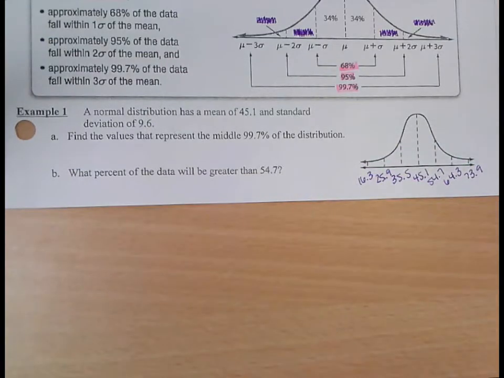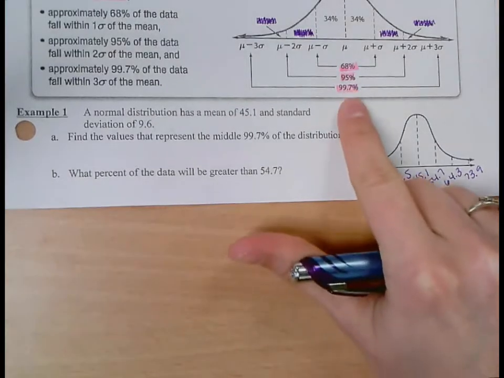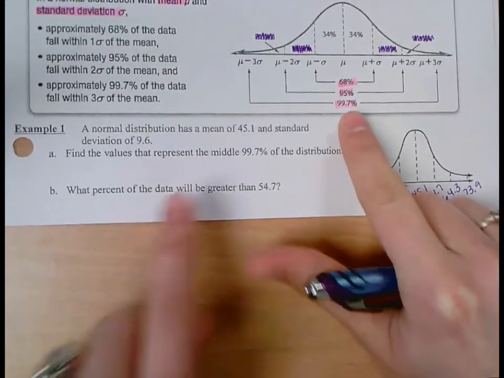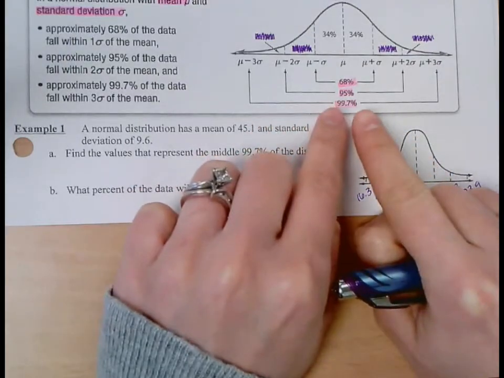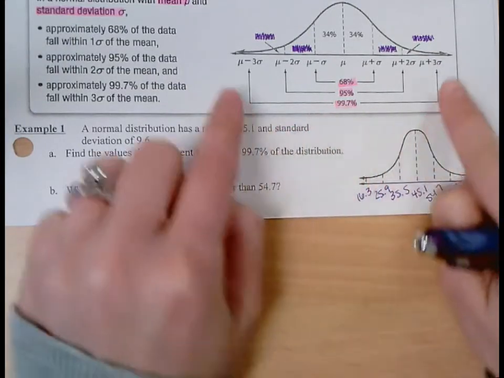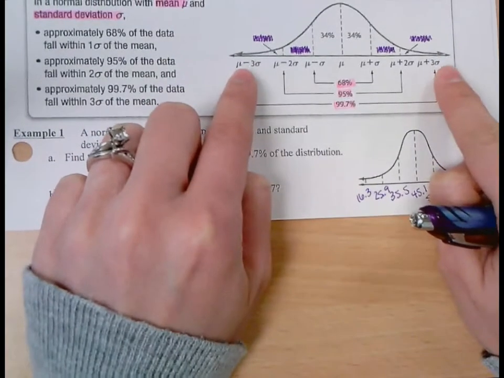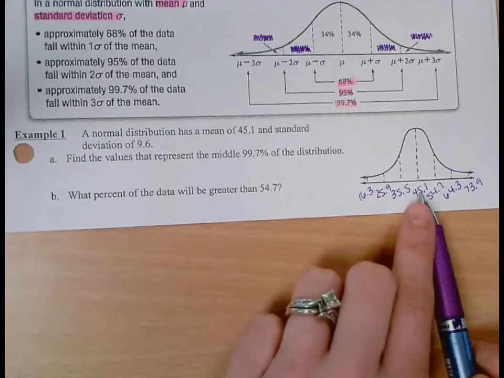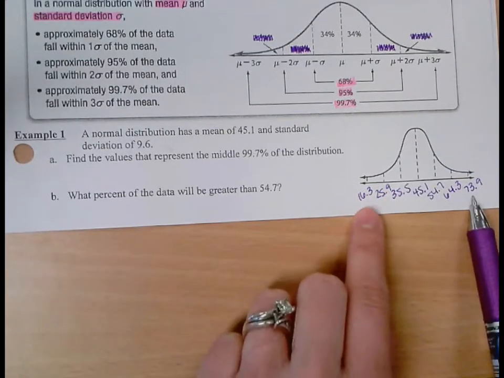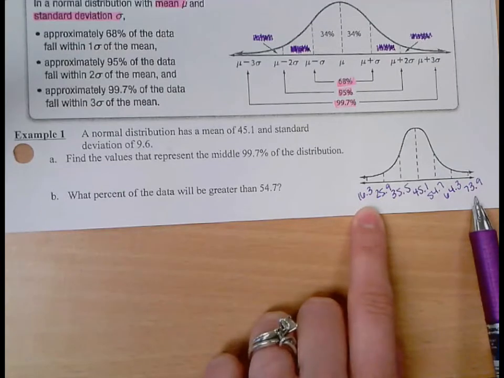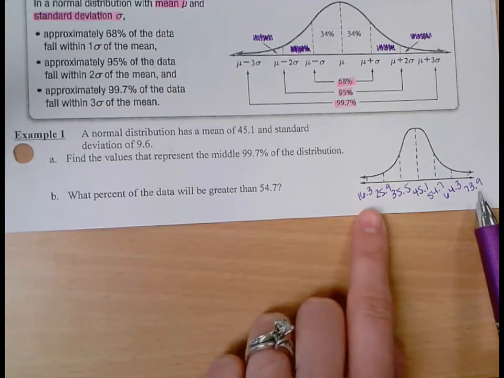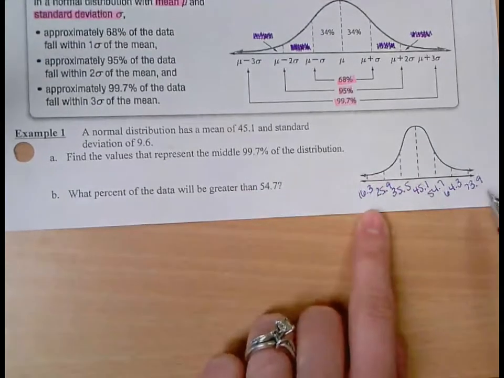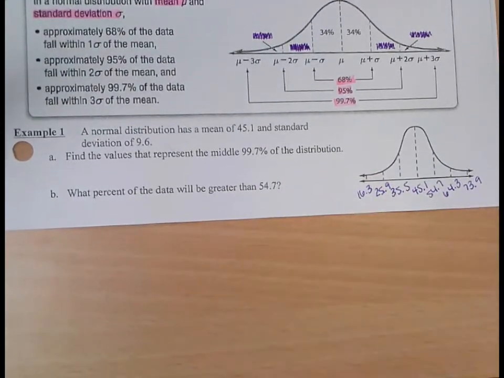Once you have that set up, now we can answer these questions. It says, find the values that represent the middle 99.7% of the distribution. 99.7% of the data is within 3 standard deviations of your mean. So if I go out from the mean 3 standard deviations in either direction, that would be the 16.3 and the 73.9. That represents the middle 99.7% of my data. Between those values, I have 99.7% of my data.